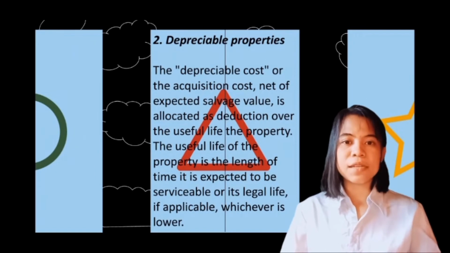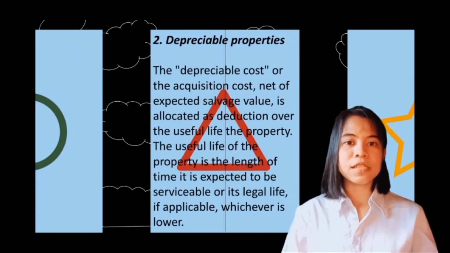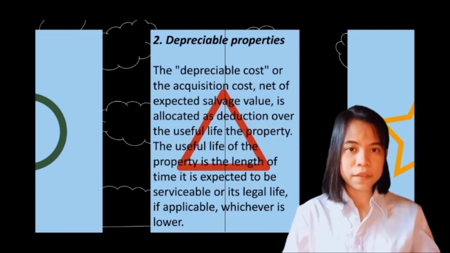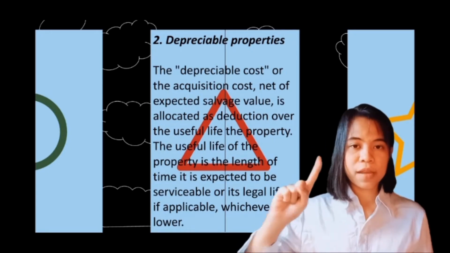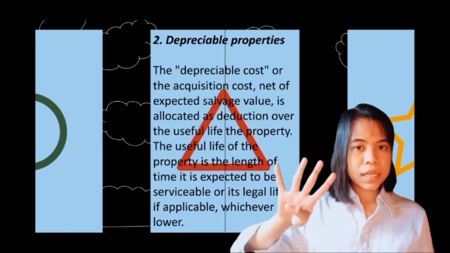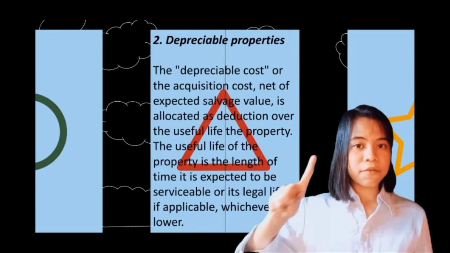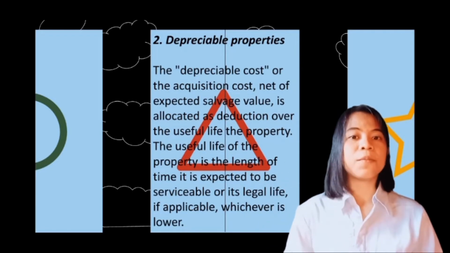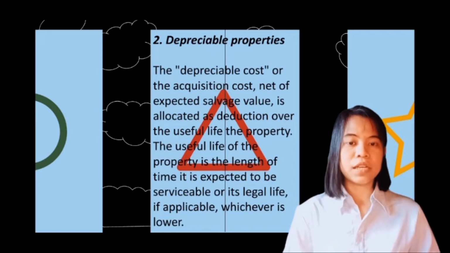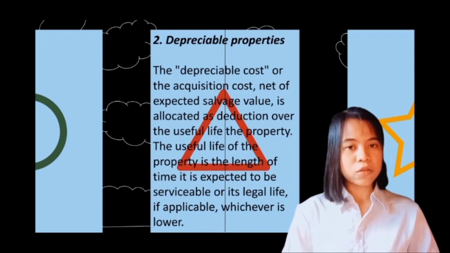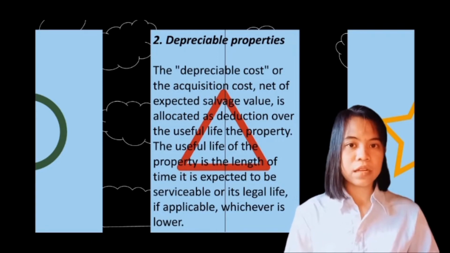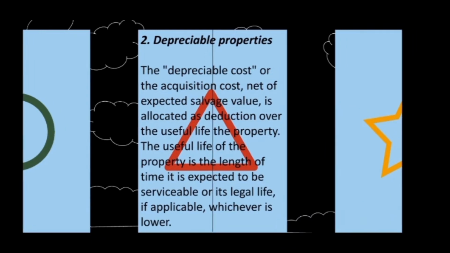Depreciable properties. Depreciable properties pertain to those that decrease in value by usage or by passage of time, such as land improvements, leasehold improvements, building improvements, building, machineries and equipments, and furnitures and fixtures. The depreciable cost of the asset is allocated over the useful life of the asset. How do we compute the depreciable cost? Just simply deduct the salvage value from the cost of the asset.